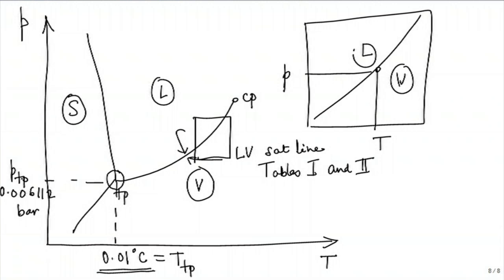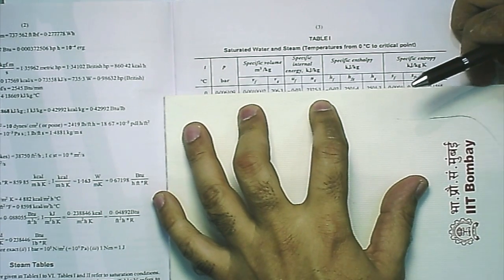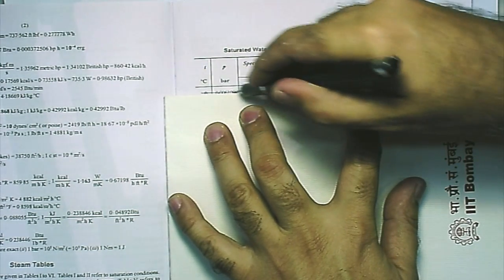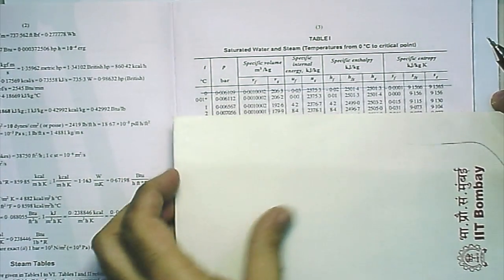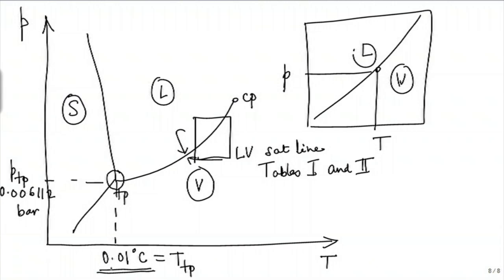Now, one thing you should do is what I am going to do now. Take a scale and maybe a reasonably thick pen and strike out the first line which pertains to 0 degree C. That line should not be there. Why? Because if you go to 0 degree C, a temperature below the triple point temperature, you do not have a liquid vapor equilibrium at all. You will either have a solid vapor equilibrium or a solid liquid equilibrium, but not a liquid vapor together. So, remove the first line, table 1 should start with 0.01 degree C. Now, let us see more information about table 1.